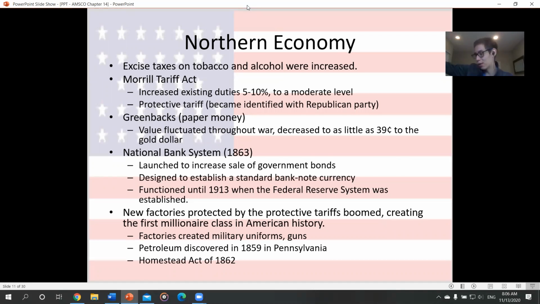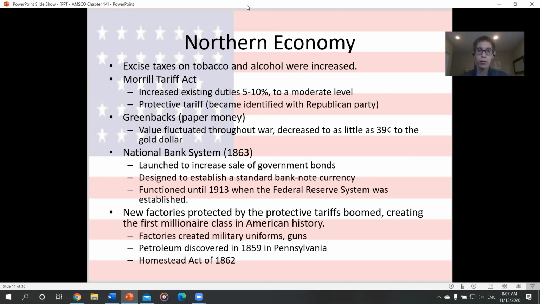This is going to be something that we'll talk about later, where the U.S. shifts away from the gold-based economy by printing paper money, and the value fluctuated. So the economy kind of varies in terms of its strength, but generally, having paper money allowed for kind of a more stable economy. Lincoln also launched a national bank system.